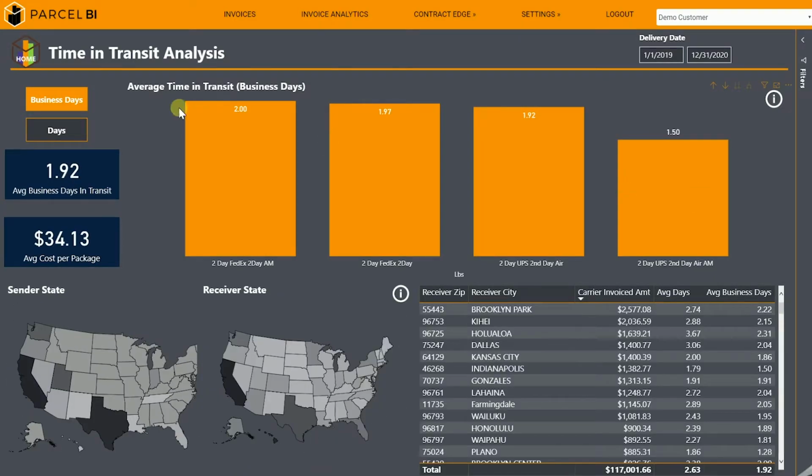So if you're someone who's trying to understand your zones better, understand your time in transit better, as well as the zip codes you're serving, the time in transit report is the report you're looking for.